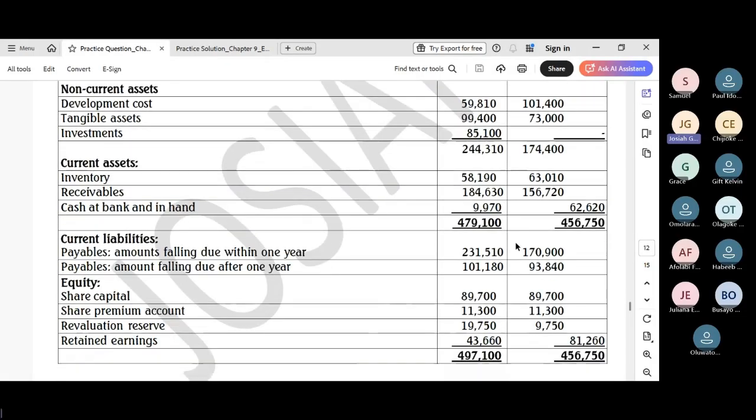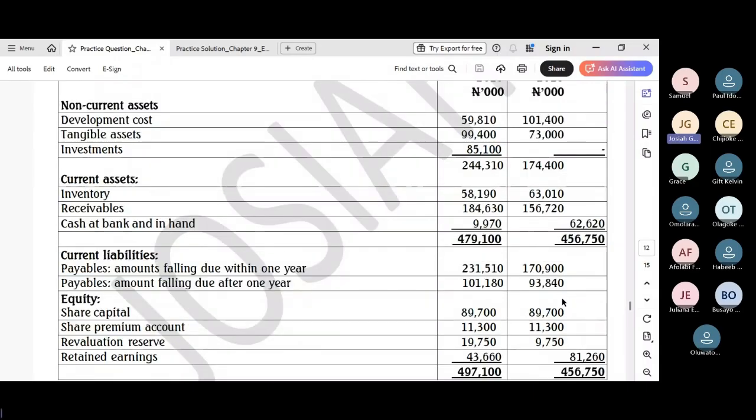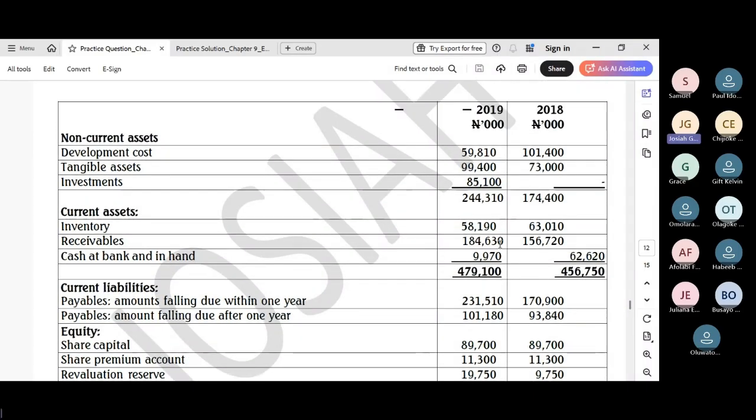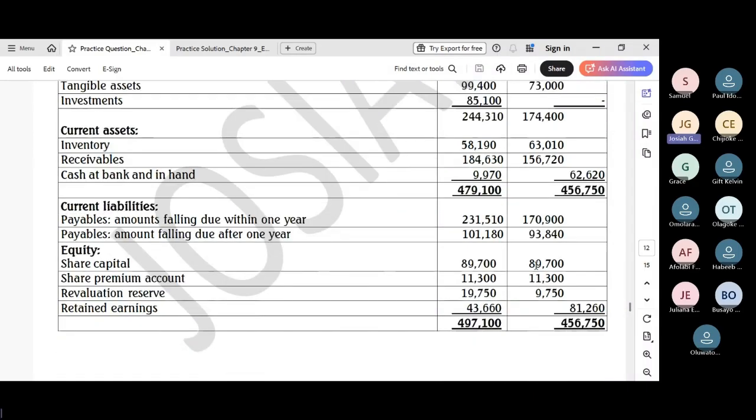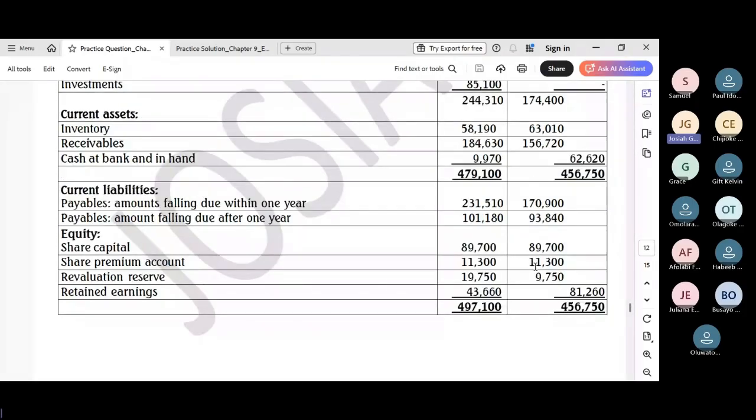So we have 2019, about 479 million; 2018, 456.7 million. That's for non-current. Yes, that's correct. Total assets. And we also have total equity and liabilities, 497.1 and 456.7.